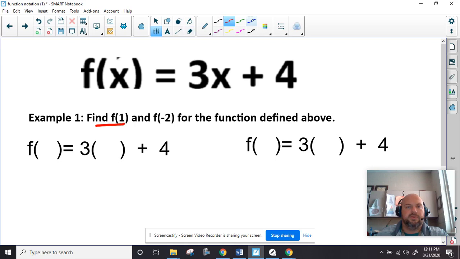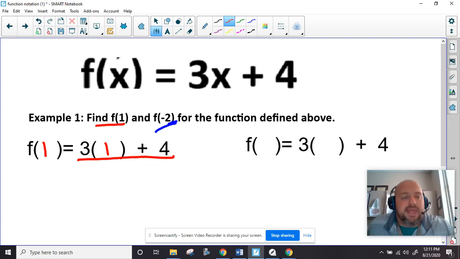Let's do that one in blue. What this means is we're going to say when x is 1, what is our y? So I'm going to plug this in. Honestly, this is a calculator problem. If you put this into the calculator as it's stated, you'll get the right answer. Because 3 times 1 is 3, plus 4 is 7. That's our answer there.